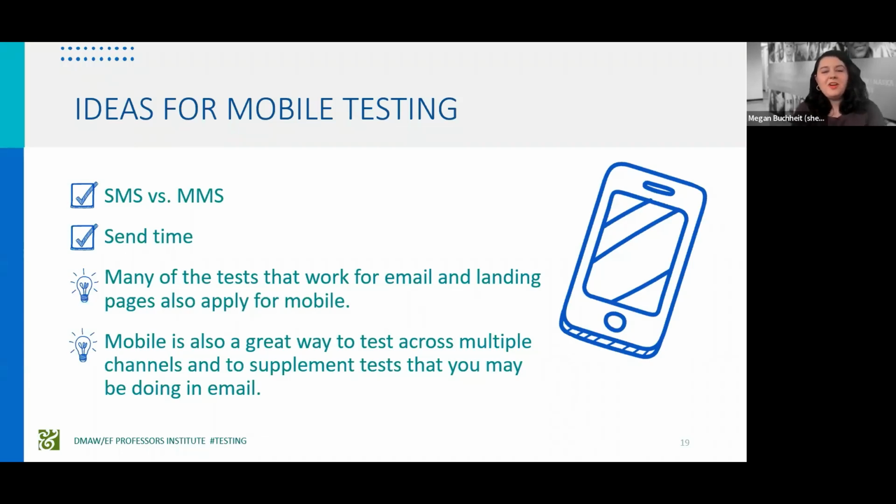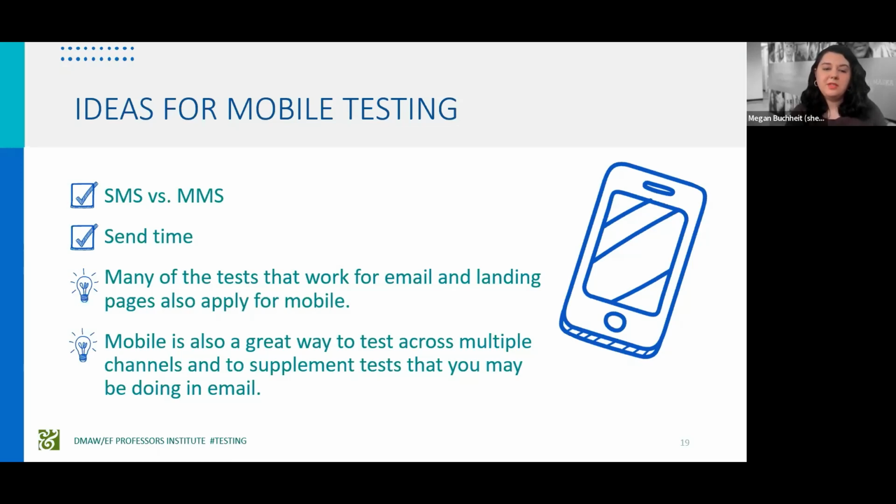And there are a lot of things you can also test for mobile. One of the big things that we recommend that I'll talk about a little bit more is text testing, SMS versus MMS. And that is testing a plain text message versus a message that also includes an image of some type. This is also a place where we like to test send time, just because the time that people may answer their emails is very different than when they look at their text on their phone. So you always want to be aware of that and perhaps adapt accordingly.